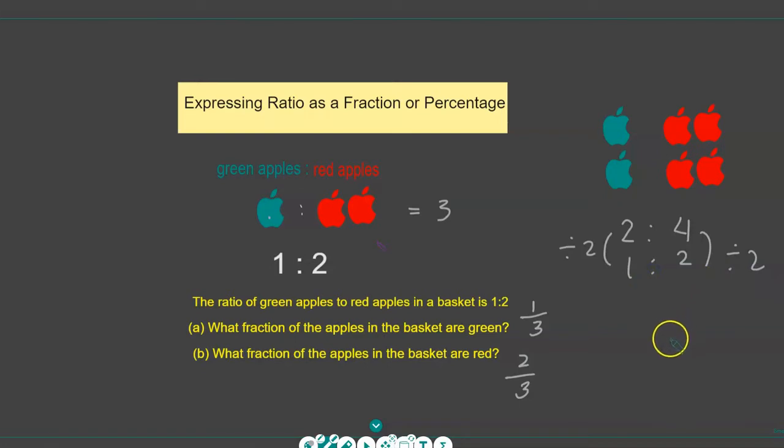Or if you are asked what fraction of the apples in the basket are green, so you have 2 out of 6. Or simplifying that, 2 divided by 2 is 1, and 6 divided by 2 is 3. So still the same, 1/3.